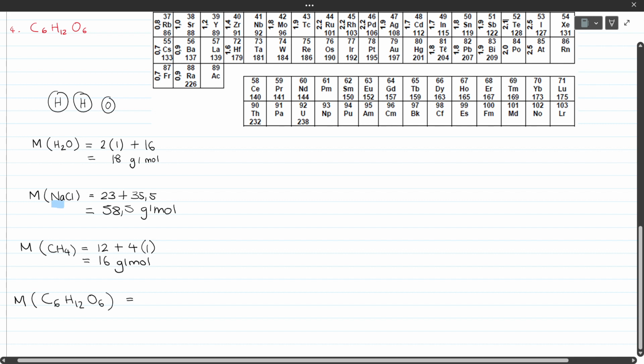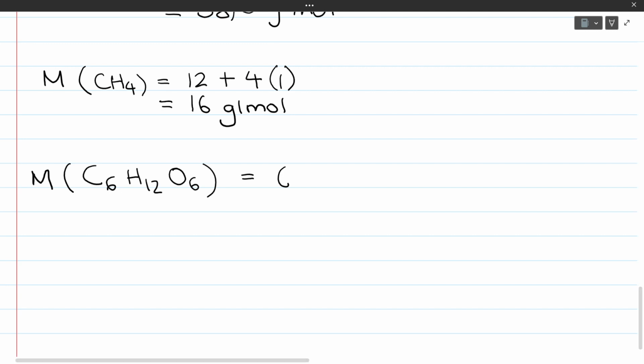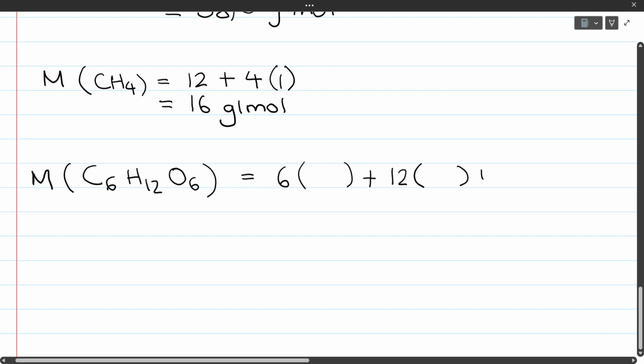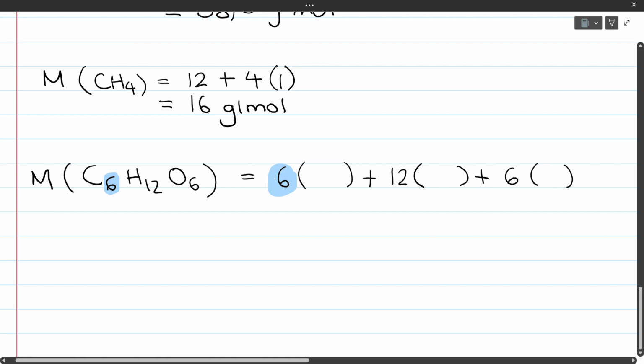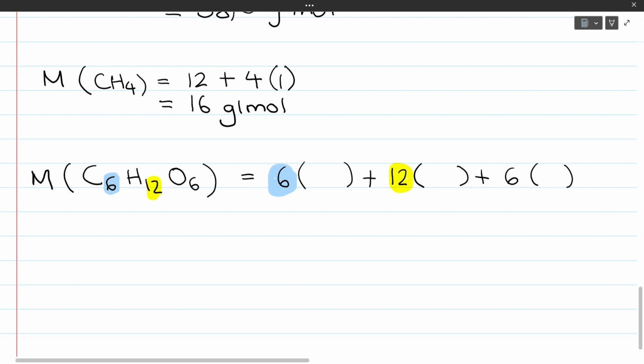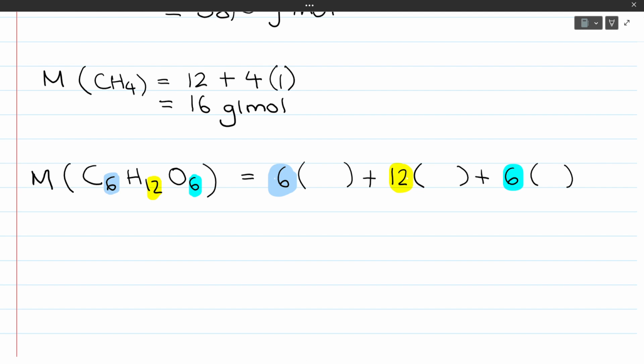C6H12O6. Alright? So here I think it's important to look at the brackets, right? It'll make more sense using this example. We've got 6 carbon atoms, so we'll put the 6 on the outside and we'll leave space here for whatever the relative atomic mass is. We're adding that to 12 hydrogen atoms, and we're adding that to 6 oxygen atoms. So take note of that. Okay, so we can clearly see how the bracket makes sense now.